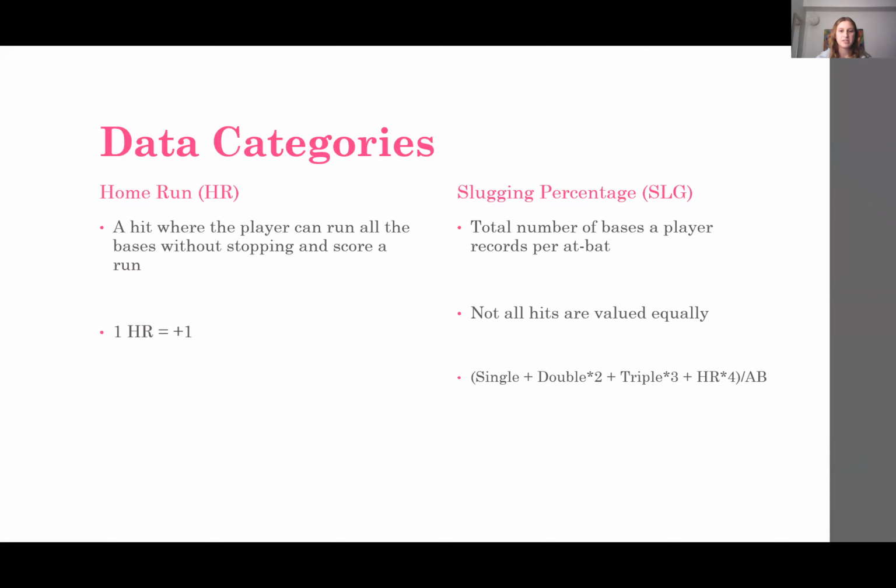And then slugging percentage is the total number of bases a player records per at bat, and they're not all valued equally. So I have this equation here. If they hit a single, it's just by itself. If they hit a double, it's multiplied by 2. A triple is multiplied by 3, and then a home run is multiplied by 4 because they will have hit 4 bases in. And that is all divided by the number of times they were at bat. So this slugging percentage is going to be a value between 0 and 1.